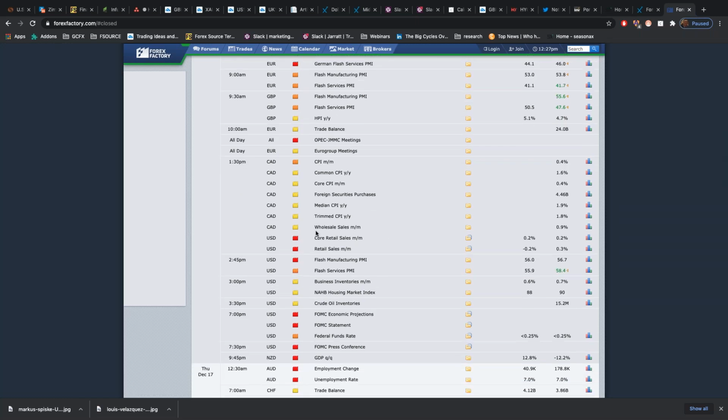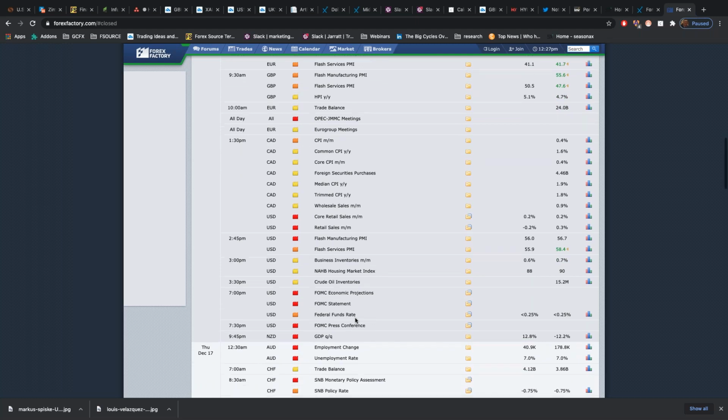Now, later on in the Wednesday, we have the Federal Reserve meeting. So the key event is not going to be the retail sales on Wednesday. It's going to be the Federal Reserve interest rate decision. The Federal Reserve basically said they're going to keep interest rates at 0.25% for the next 3 years till 2023. But they are expected to potentially be more bearish.